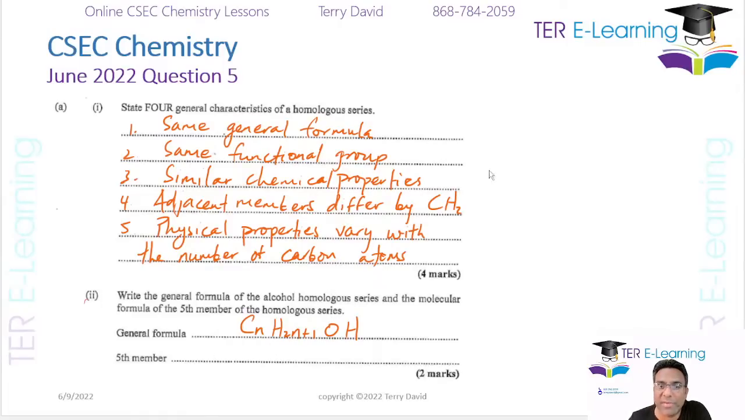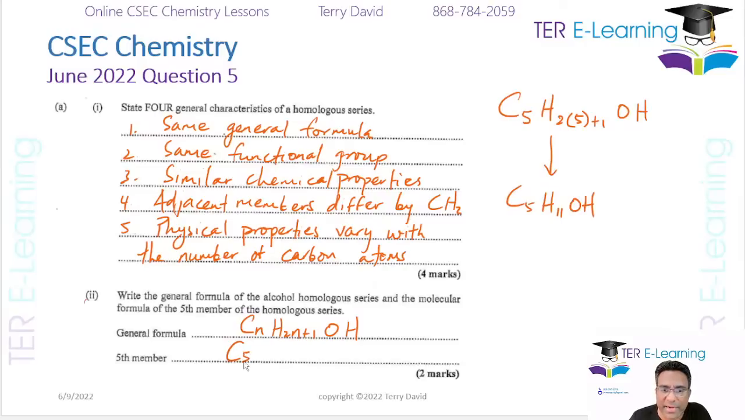Now, you want the formula for the 5th one. So therefore, you're substituting n equal to 5 into the formula. So it's going to be 2 by 5 plus 1 OH, and when I work this out, I'm going to get C5H11OH. 5 2s are 10. So it's going to be C5H11OH. That's it. Easy 2 marks.